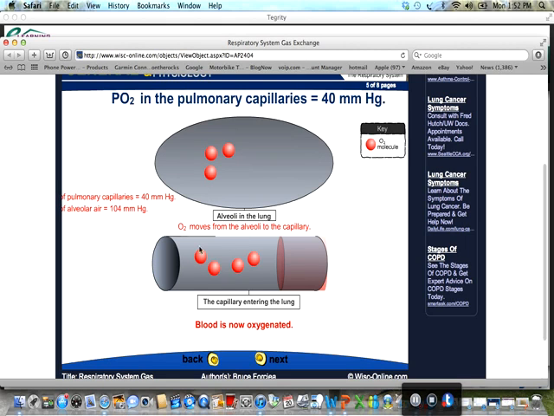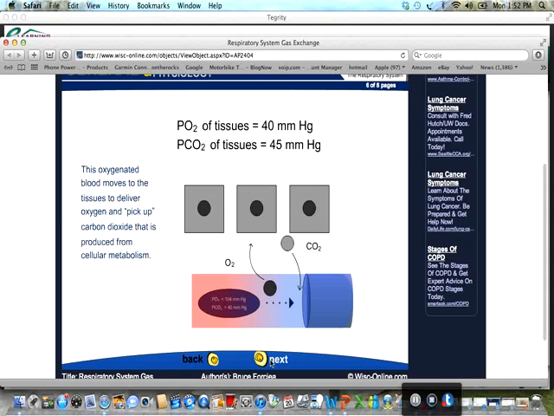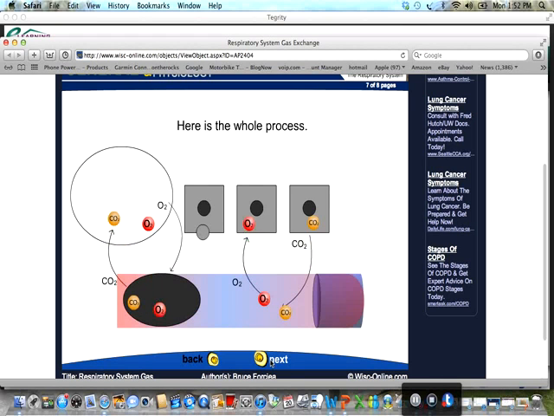Here you can see the alveoli in the lung. Oxygen moves from the alveoli to the capillary entering the lung. Blood is now oxygenated. This oxygenated blood moves to the tissues to deliver oxygen and pick up carbon dioxide that is produced from cellular metabolism. Here is the whole process.